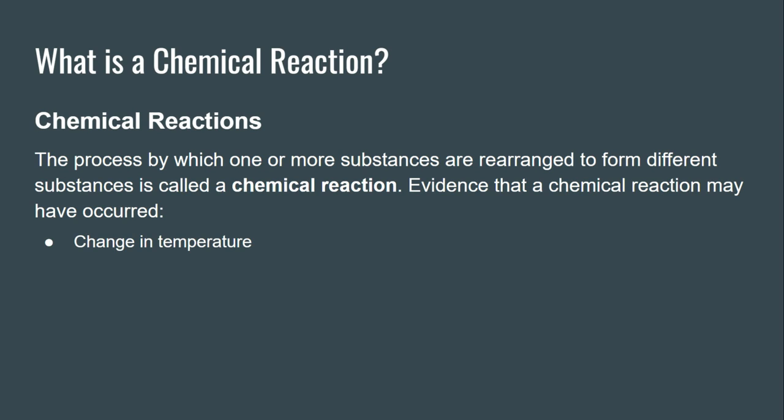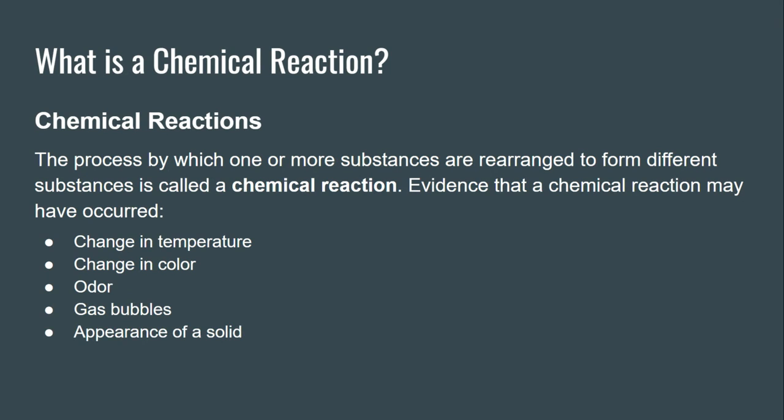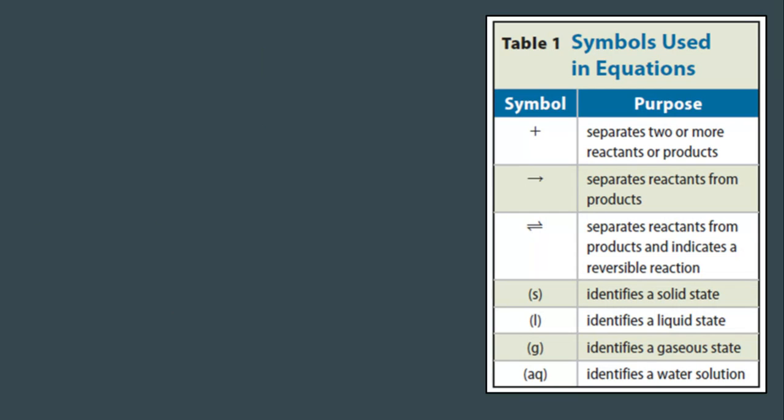You either see a change in temperature, a change in color, a change in odor, you see gas bubbles, or you see something appearing as a solid, a new substance. So those are your evidences. We know that a chemical reaction equation, when we write it, has a lot of parts to it. You see a plus sign, which separates two or more reactants or products. You see a yield sign, which separates the reactants, on the left side of the equation, from the products on the right side of the equation.